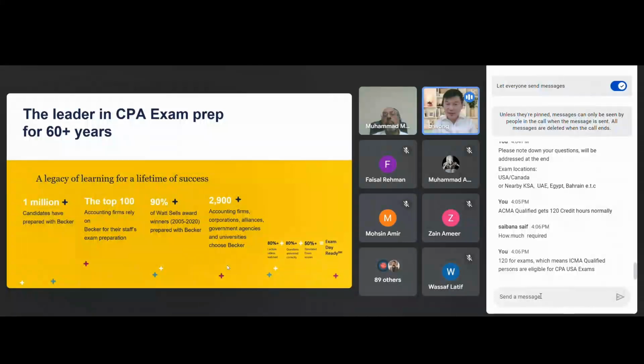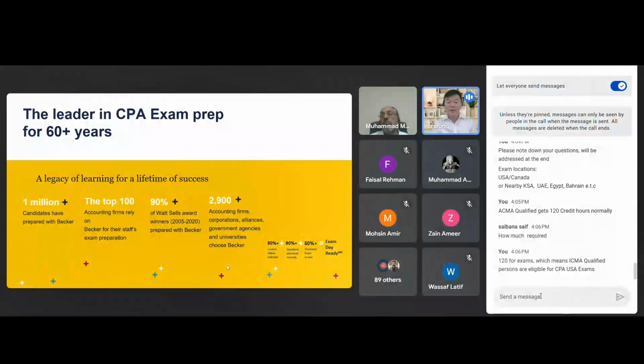The next one is a term we use within our software called exam day ready. What's exam day ready? It means you've finished 80% of our lectures, you've answered correctly 80% of the questions within our software, and you score 50% or more on the simulated exams. That means you're exam day ready.